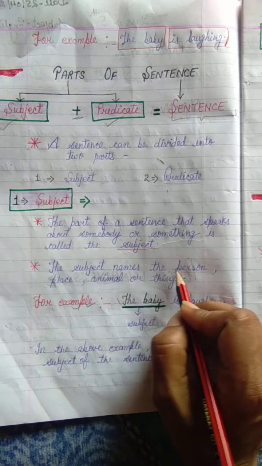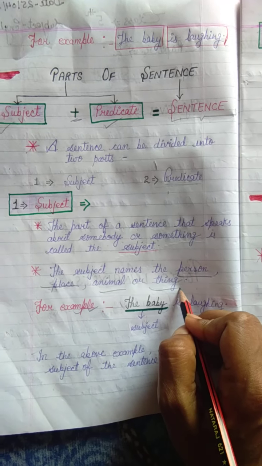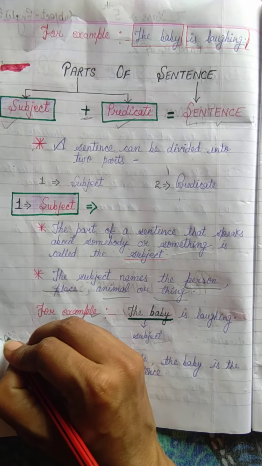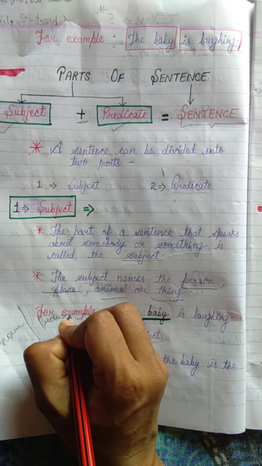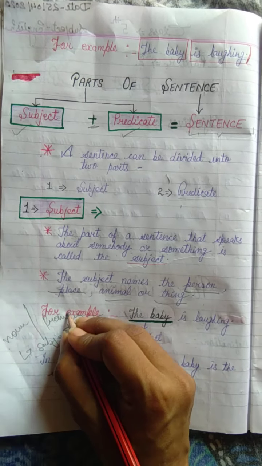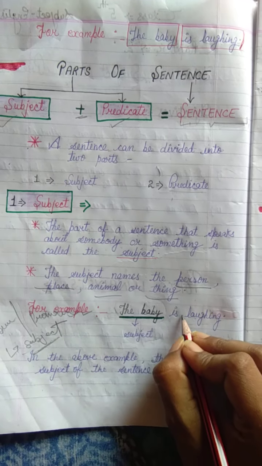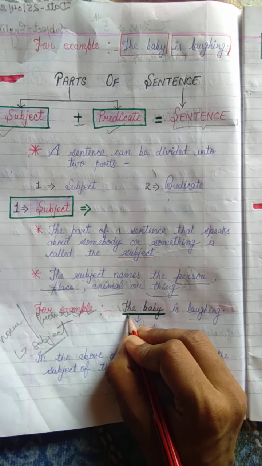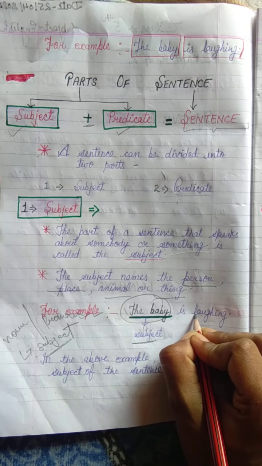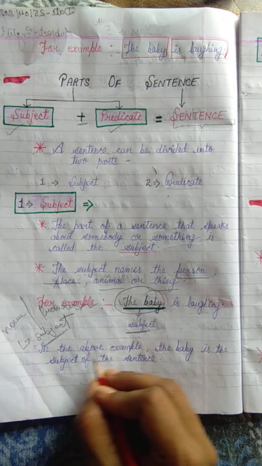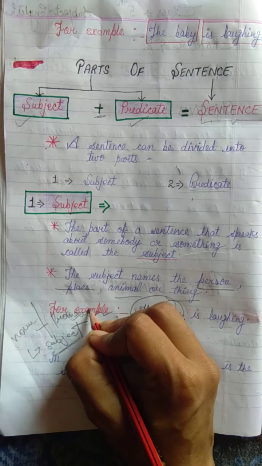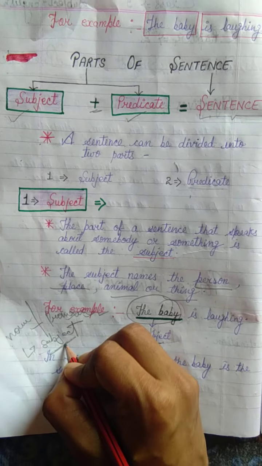What is the subject, students? The part of a sentence that speaks about somebody or something is called the subject. The subject names the person, place, animal or thing. In simple words, the part of a sentence that talks about a noun or pronoun is the subject of a sentence. In this example, the baby is the noun, so it is the subject of the sentence. Students, once again, I will remind you that the noun or pronoun of any sentence will be the subject of the sentence.